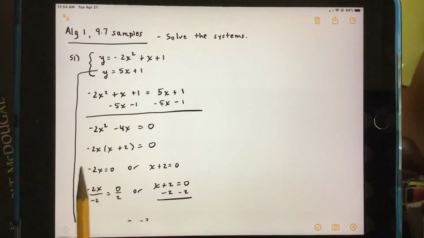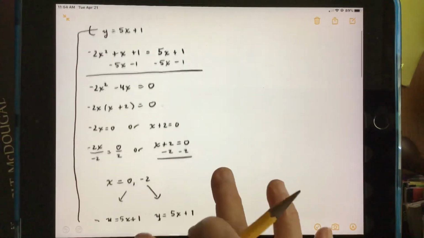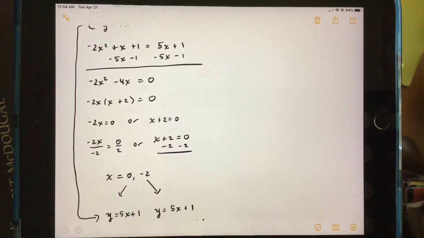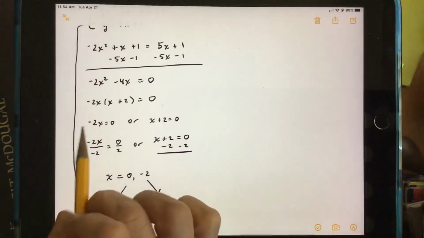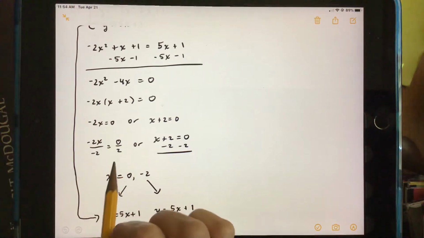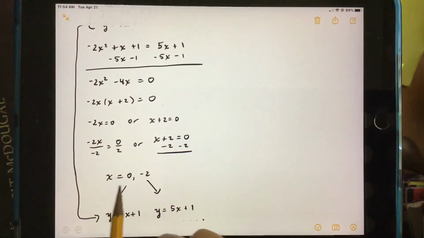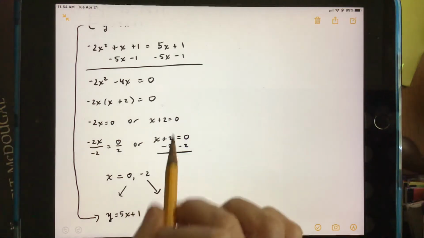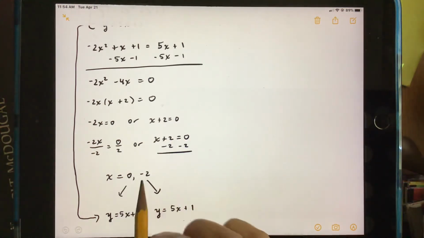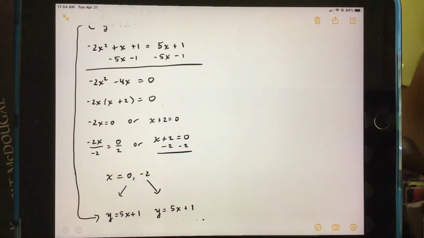So I'm going to set each of these factors, negative 2x equal to 0 and x plus 2 equal to 0, and solve to find out the two x coordinates of the points that intersect the parabola. All right, so negative 2x equal to 0, divide both sides by negative 2, and 0 on the top, okay, 0 on the bottom, no way. So I'll get x is 0. And then over here, x plus 2 is equal to 0, subtract 2 on both sides, and x is negative 2.